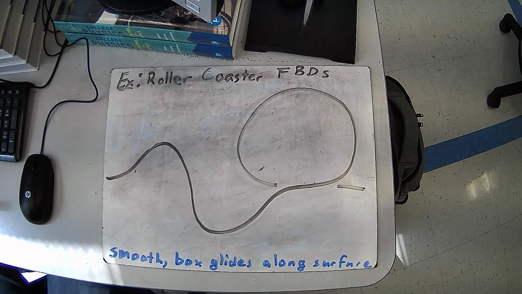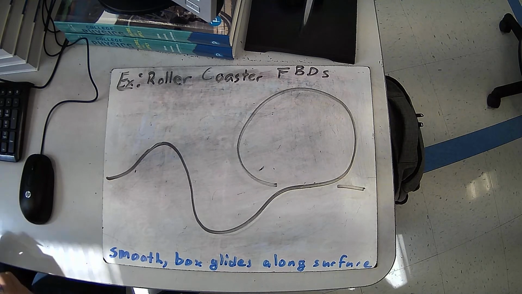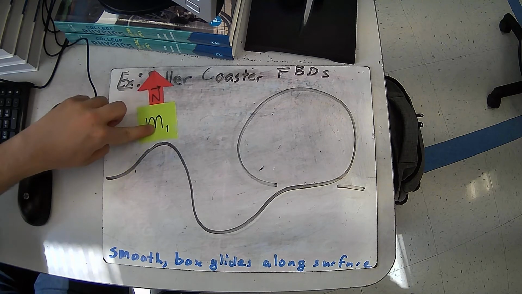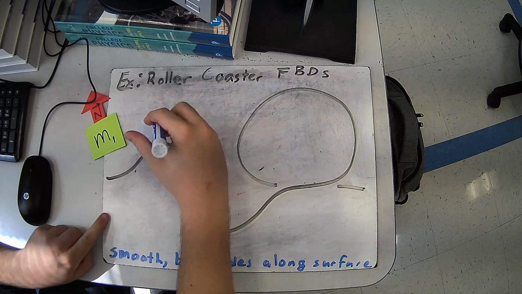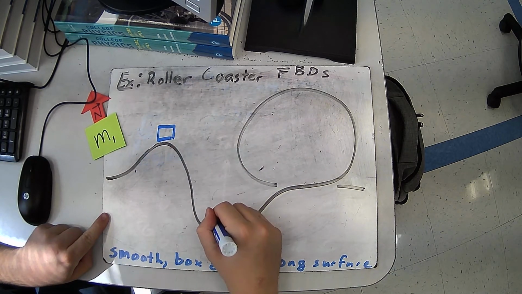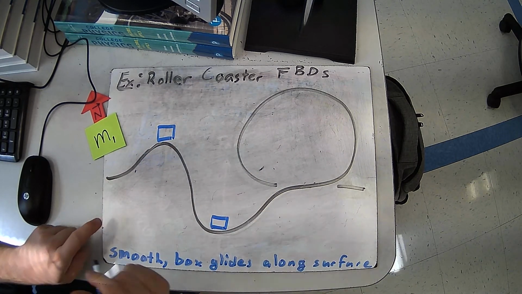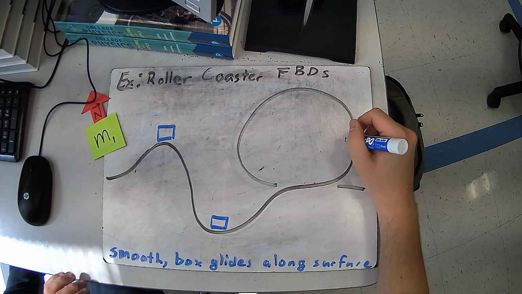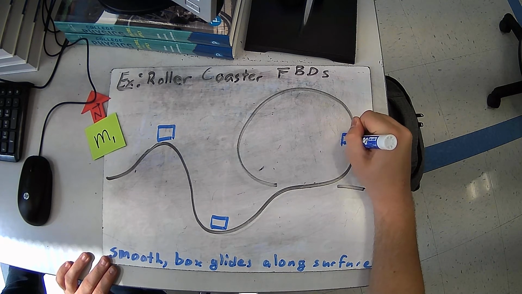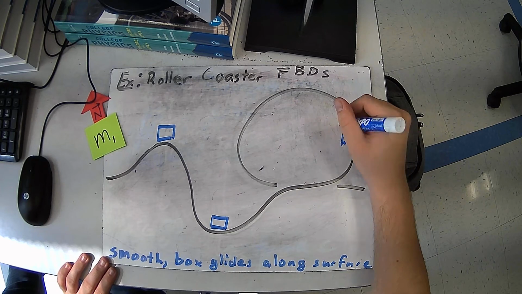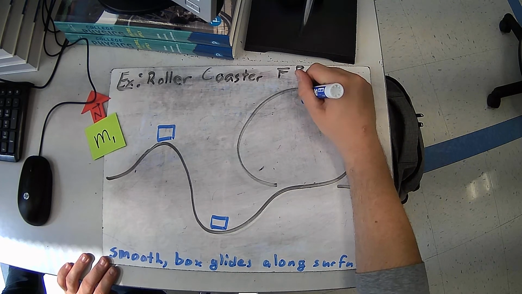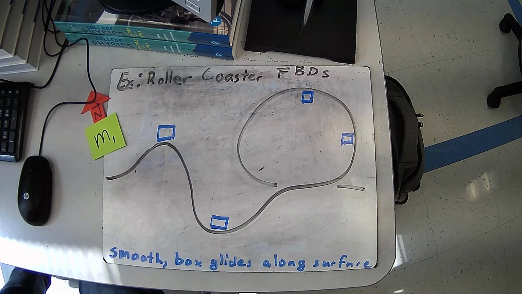I want to highlight the free body diagrams for a few key snapshots along that ride. First snapshot is at the top of the hill. Second snapshot at the bottom. Third snapshot on the side. Fourth snapshot at the top. So those are the four snapshots I want to consider.